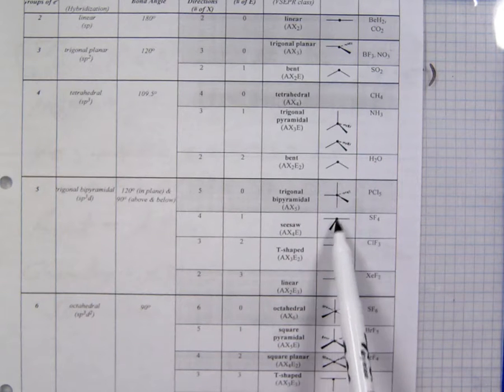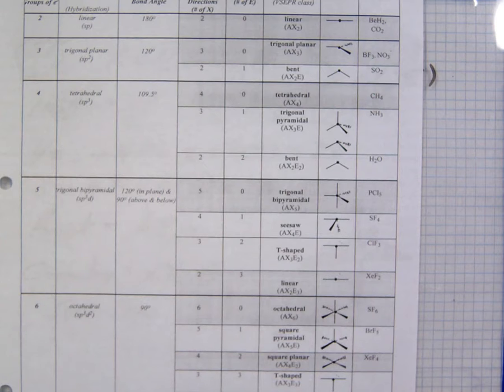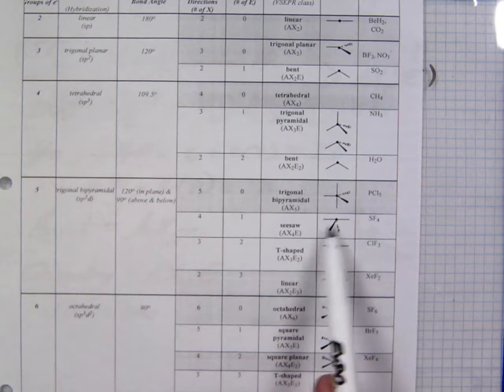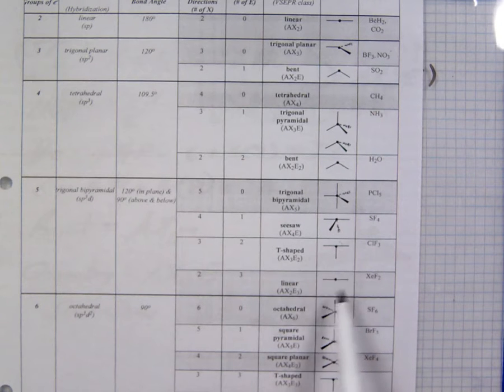Here's that SF4. You see how they draw that? But it comes out of the trigonal bipyramid, and you see it's kind of a seesaw laid on its side. The next one will be T-shaped, and then we'll go to linear. And so here's some of the examples that we'll work.